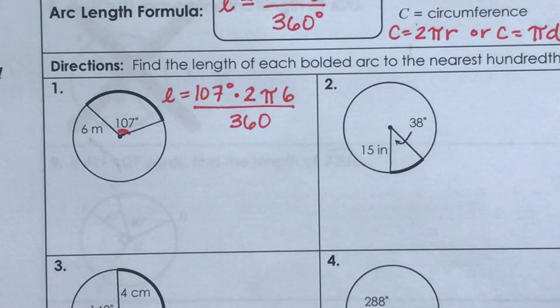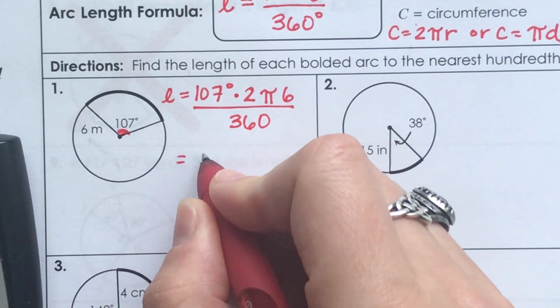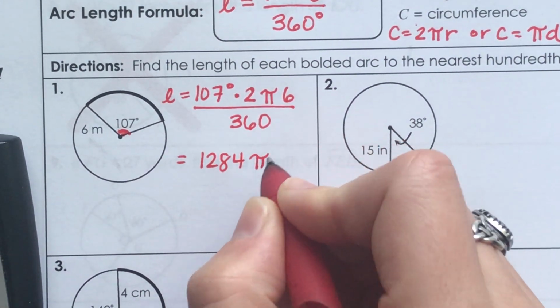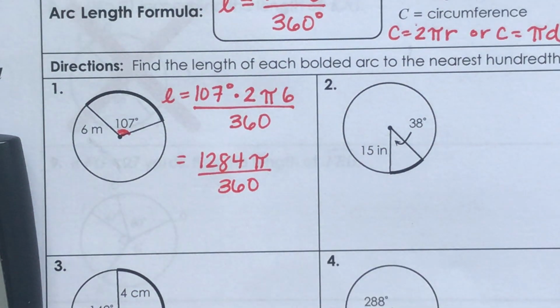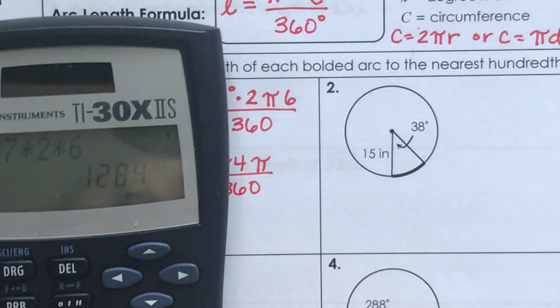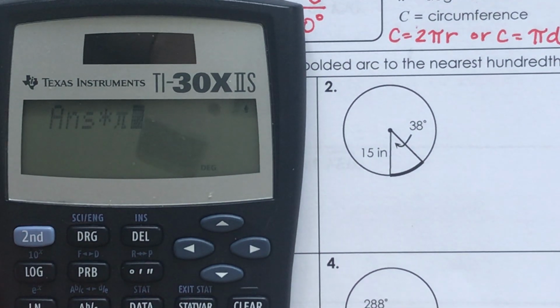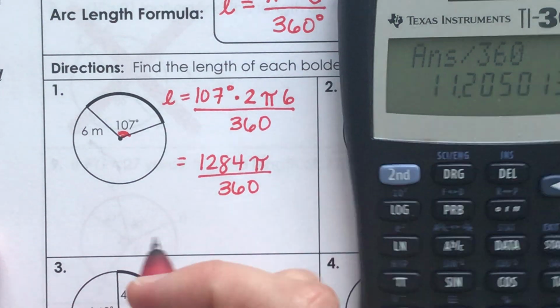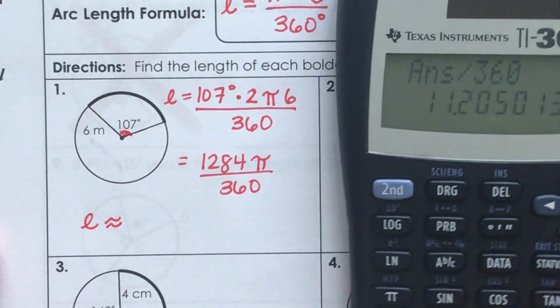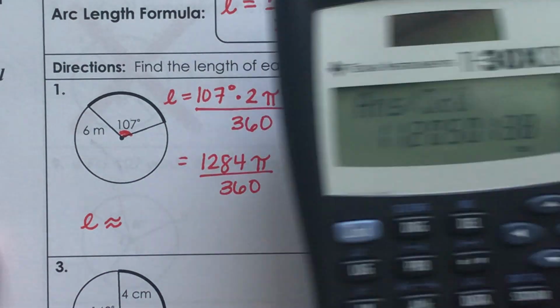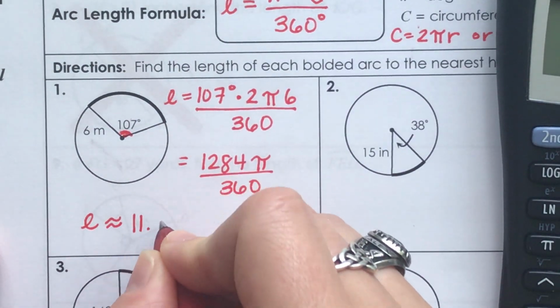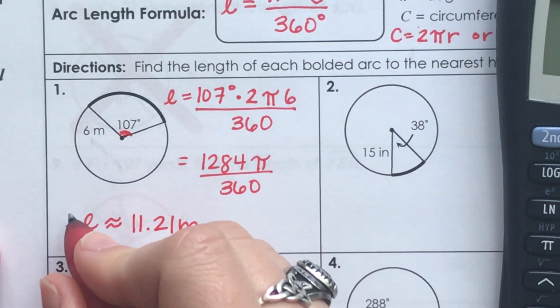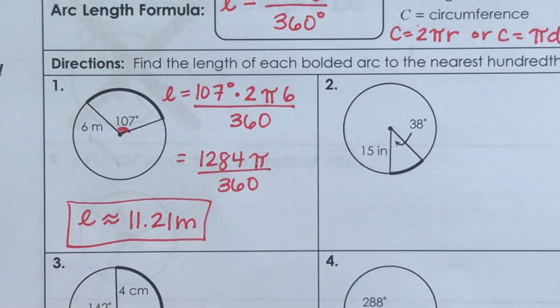The first thing I'm going to do with my calculator is multiply the numbers on top that are just numbers. So I'm going to do 107 times 2 times 6. That gives me 1,284 times pi over 360. So I'm going to take that number, use the pi button, so hopefully you have a pi button, multiply that times pi, and then divide that by 360. My answer for the arc length is approximately 11 point, and I said hundredth, so 11.21. And it's in meters, and I'm finished. Not too hard. Let's try the next one.